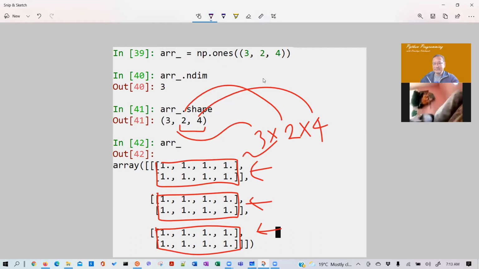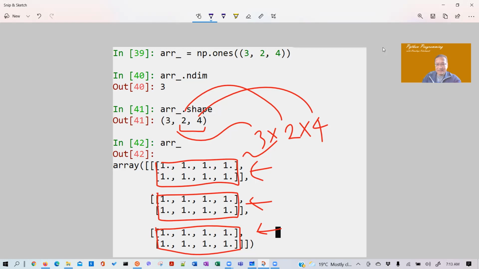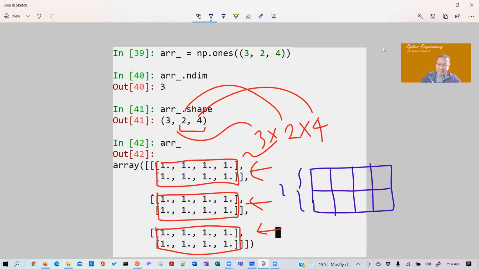So if you draw a picture, give up that 2 by 4. So let's see, it's 2 by 4. On this side there is 2, on this side there is 4, and then another dimension has come, because this was in 2 dimensions and one more dimension has been added. This is another dimension. So another dimension is added like this.